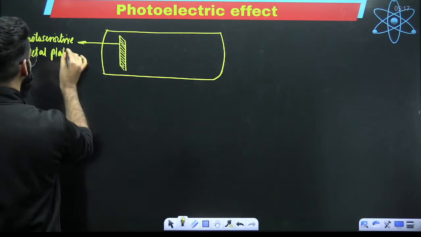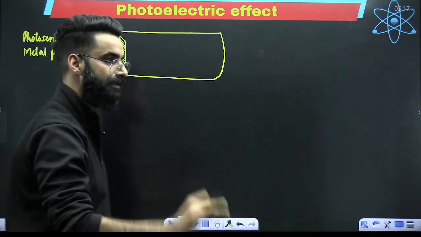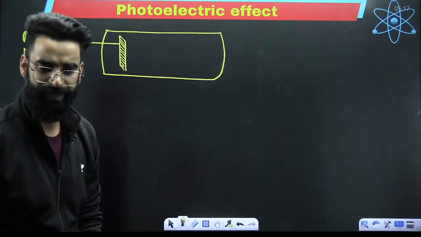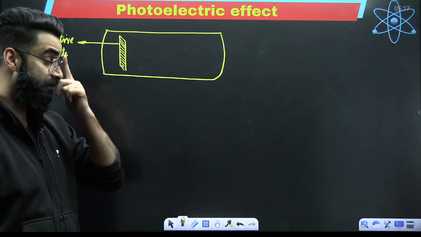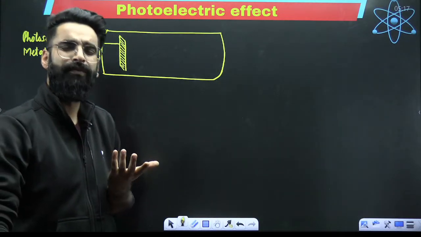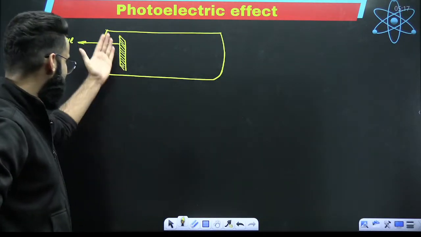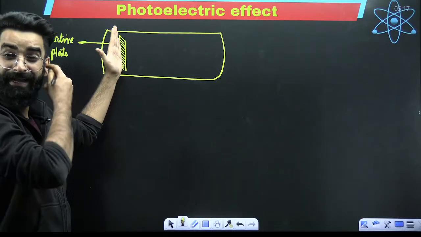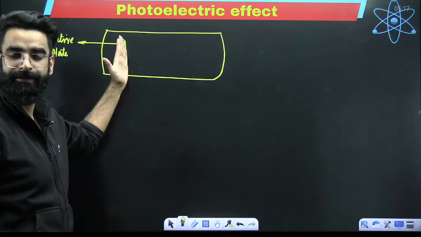So this plate is made up of a photosensitive metal. Now what is a photosensitive metal first of all? How do we define it? What is the property of the photosensitive metal? Imagine that this plate is the photosensitive metal plate.